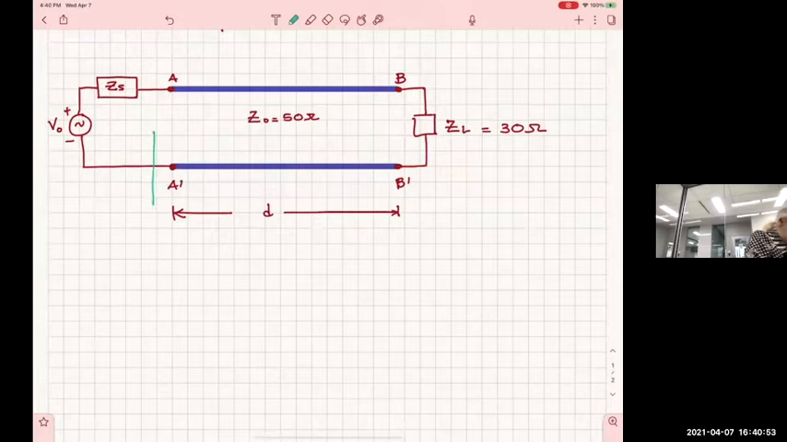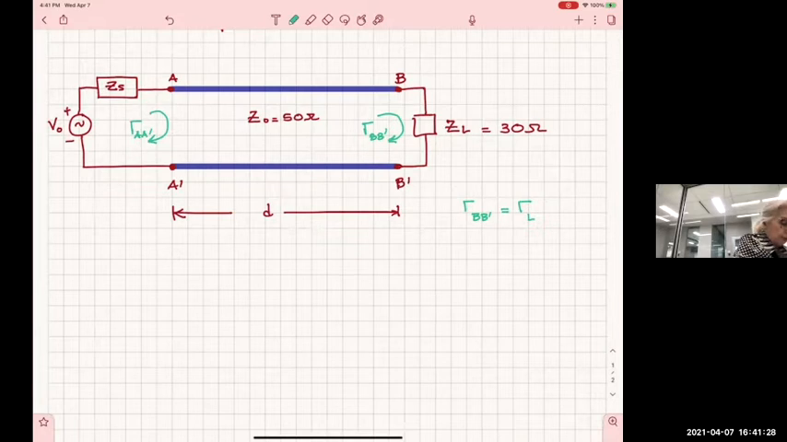How I show the reflection coefficient is like this. So this is a visual way of showing. I want to find gamma at A prime first of all, and then I want the reflection coefficient here, which is gamma at B prime, and many times I indicate gamma B prime as gamma L.